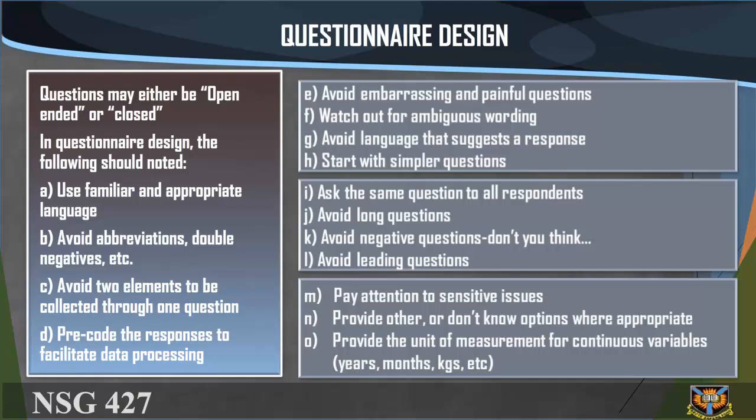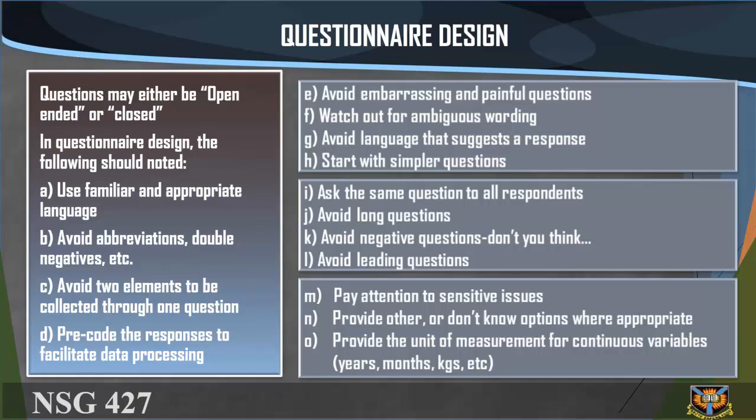A. Use familiar and appropriate language. B. Avoid abbreviations, double negatives, etc. C. Avoid two elements to be collected through one question. D. Pre-code the responses to facilitate data processing. E. Avoid embarrassing and painful questions. F. Watch out for ambiguous wording. G. Avoid language that suggests a response. H. Start with simpler questions. I. Ask the same question to all respondents.